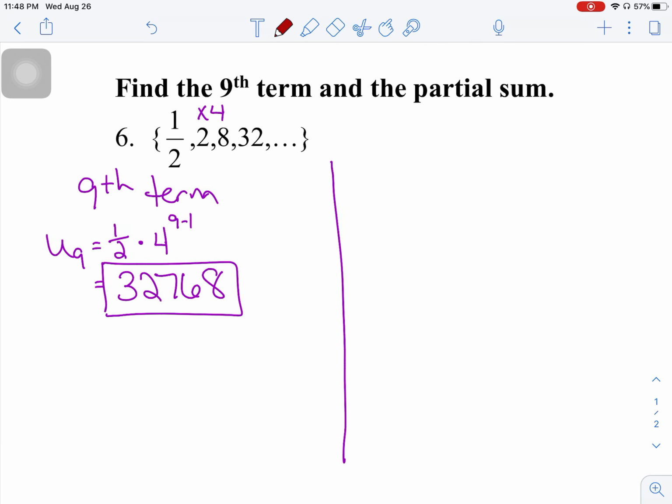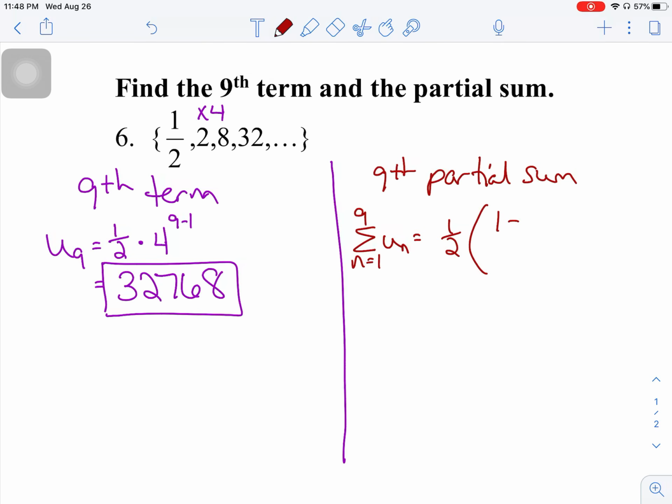And then we have the 9th partial sum. We already know it's geometric, so to do the 9th partial sum, I've got n equals 1, I'm going to go to the 9. U sub n is equal to my first term, 1/2, times 1 minus 4 to the 9th over 1 minus 4.